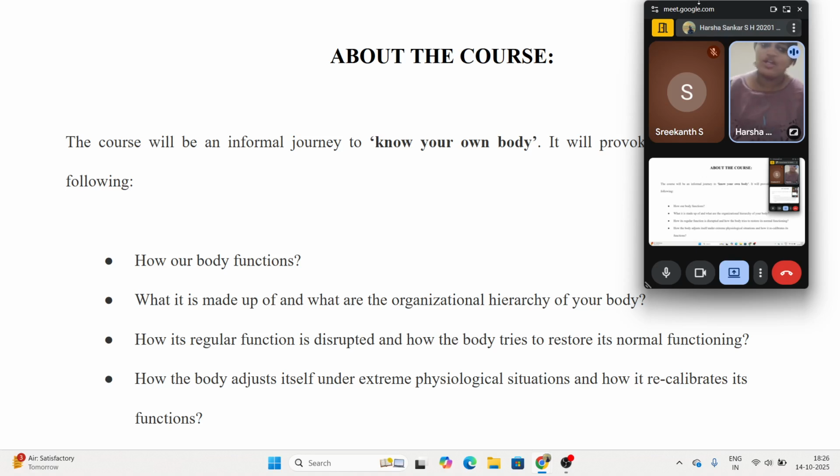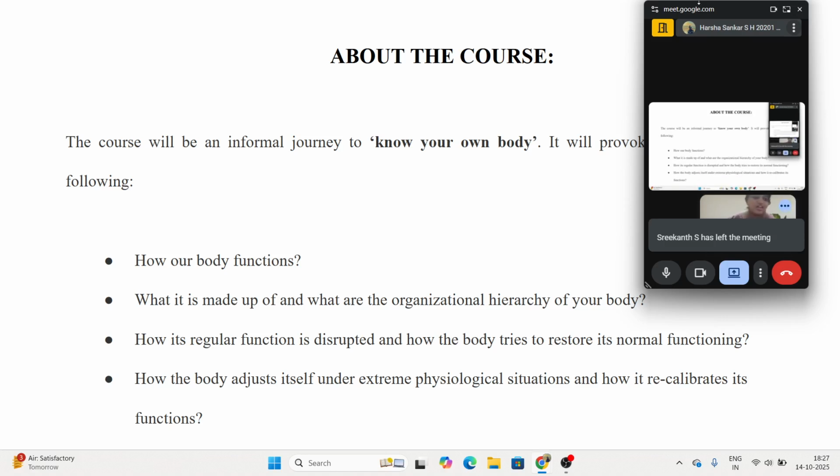That process is known as homeostasis, right? Whenever there is any kind of disruption, our body has mechanisms that always try to restore it and bring it back to the normal routine. That is known as homeostasis. Another definition: how the body adjusts itself under extreme physiological situations and how it recalibrates its functions.